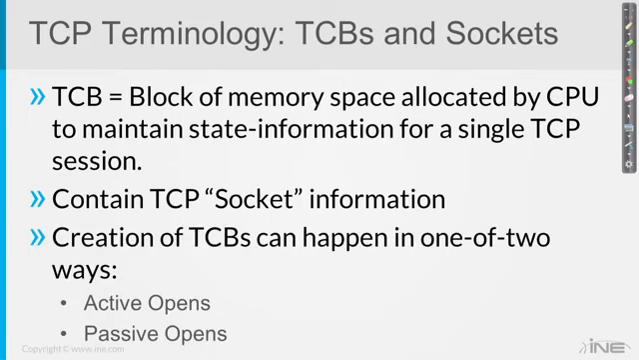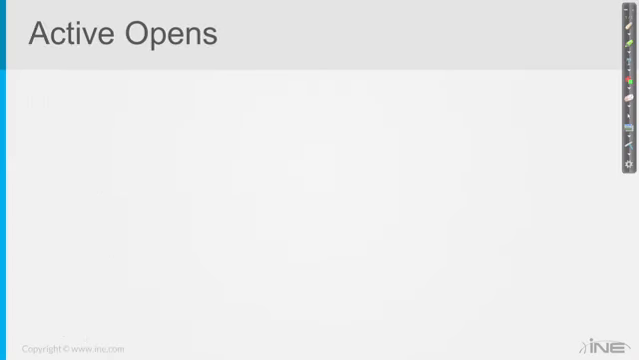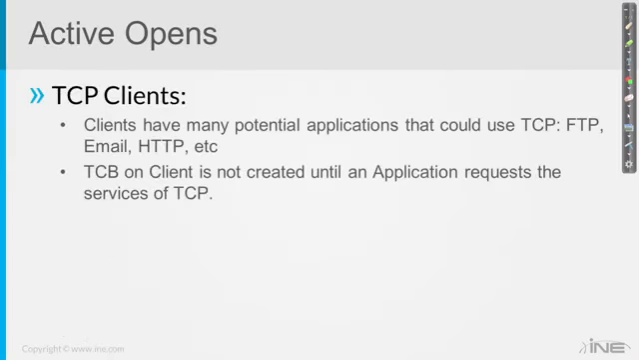So the creation of a transmission control block can happen in one of 2 ways. One's called an active open. The other is called a passive open. So let's look at each one of these. The active open. That's like what I just drew on my whiteboard.